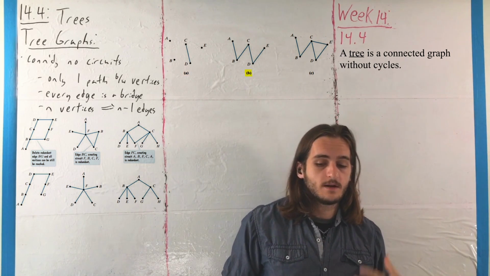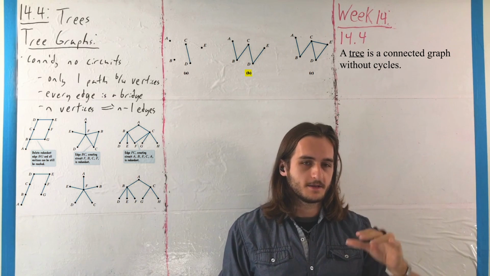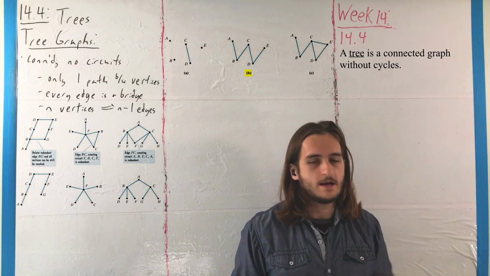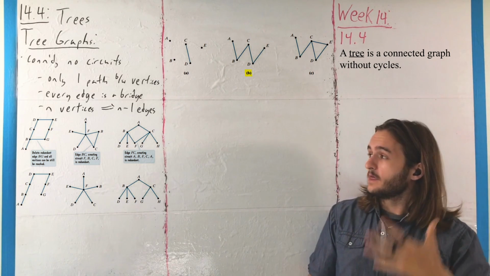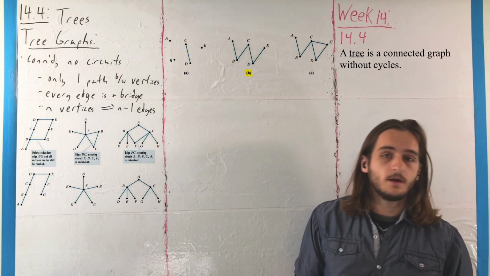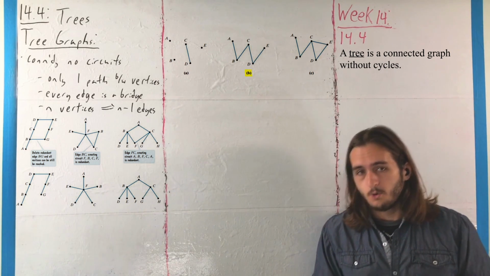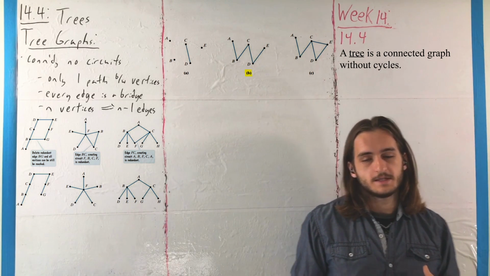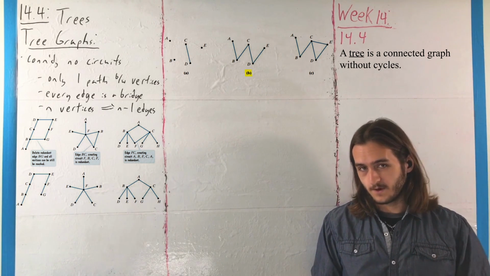Then in that second case, we've got another one of those things where it's actually a path that has been made a bit more jagged, jaggedified. I don't know if that's really a word, but the point is that would be a tree because everything in there is a bridge. We have no circuits, and for our 5 vertices, we've got 4 edges.